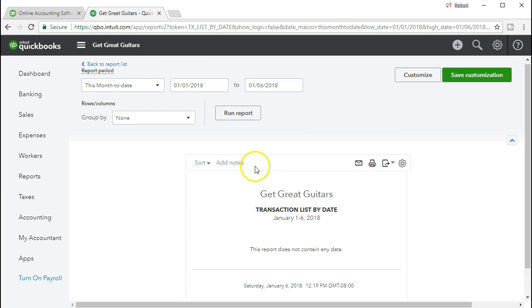Now, we already ran one for January, and so if your January numbers, if your beginning numbers are wrong, then of course the February numbers are going to have a problem as well. But we're just going to run this for February here. So we're going to say 02/01/21 to 02/28/21. So February 1st, 2021 to February 28th, 2021, and run that report.